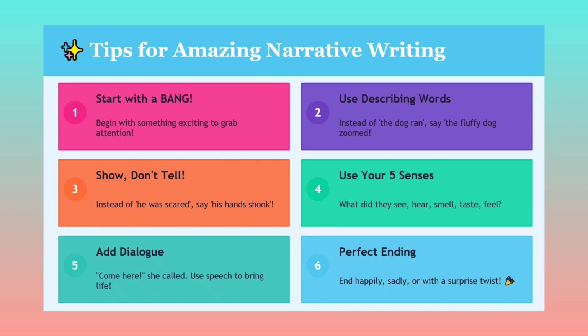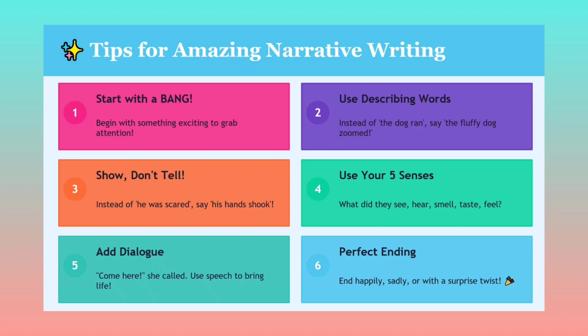Now here we have tips for amazing narrative writing. We will see. The first one is start with a bang. Begin with something exciting to grab attention. You need to grab the attention of the audience. The second tip is use describing words. You have to use describing words properly.